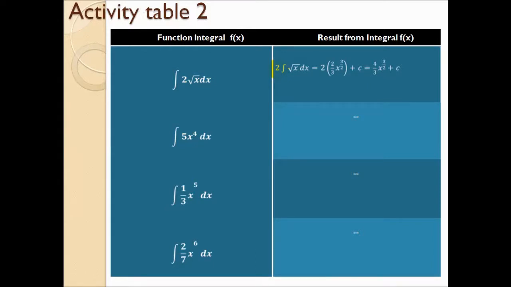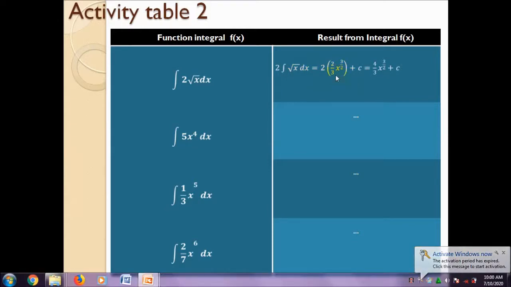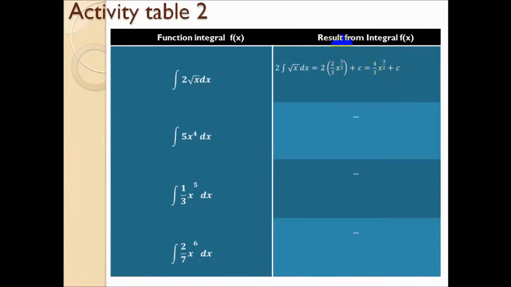So with the property, we can take the 2 out in front of the integral sign, so we only have the square root of x. The square root of x is x to the power of 1 over 2, right? So 1 over 2 plus 1 is 3 over 2, and we have the division by it here, right? So we get 2 over 3, or we can get 4 over 3 x to the power of 3 over 2 plus c. You can try this in your notebook.